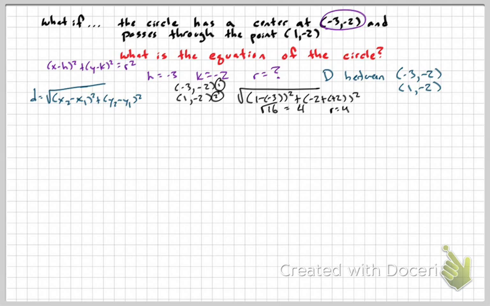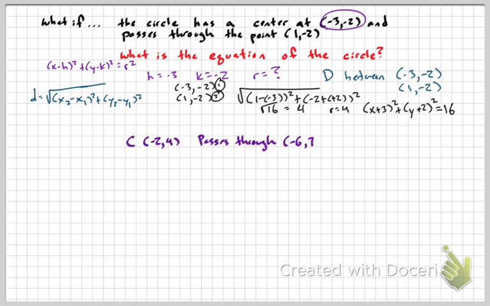So the equation of my circle then is (x plus 3) squared, because my h is negative 3, plus (y plus 2) squared, because my k is negative 2, equals 16, the radius squared. Okay, that's important to know that it's the radius squared. All right. So technically, I guess you could have stopped at this point here, but it's the number underneath the radical. Okay.